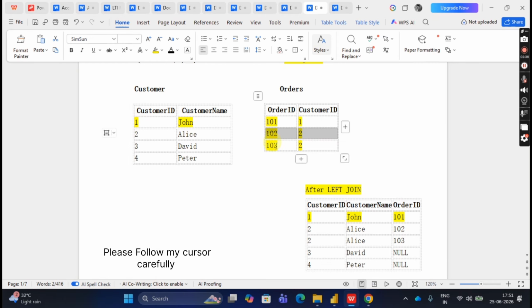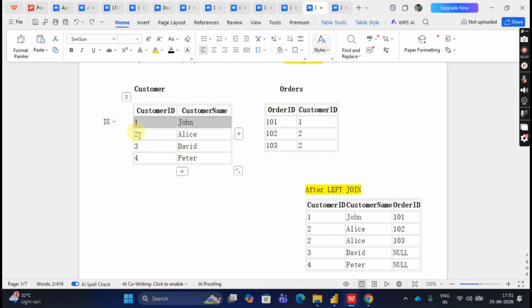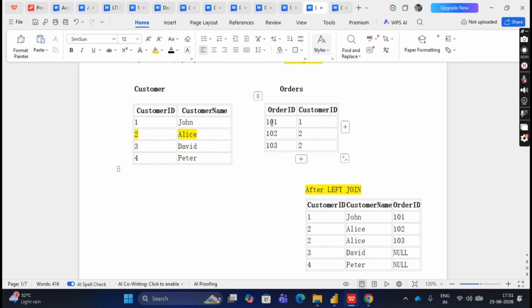Similarly, is the first row matching with the third row of orders? No, the customer ID is not the same, so it is not there. Similarly, it will happen for customer ID 2. Customer ID 2 in the customers table will try to match with all the customer IDs of the orders table. It is matching with the second row and third row, so in the resultant table you see two values for Alice.